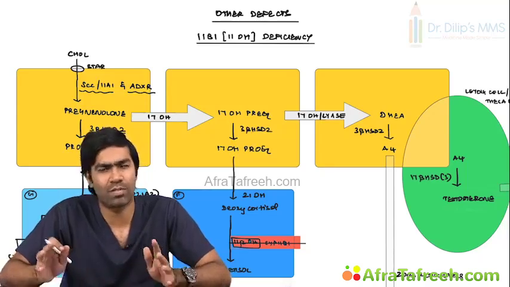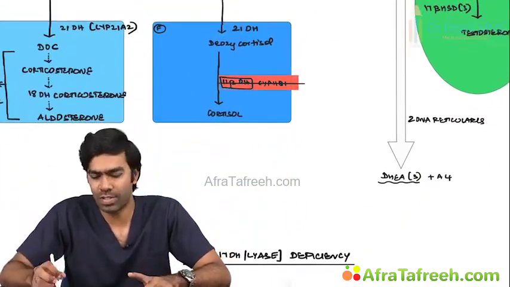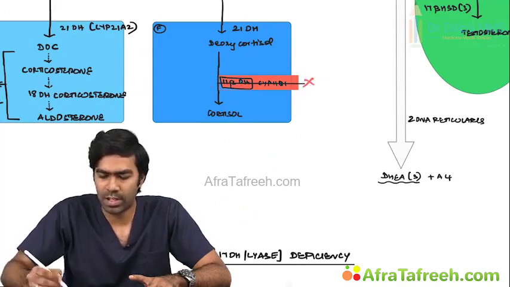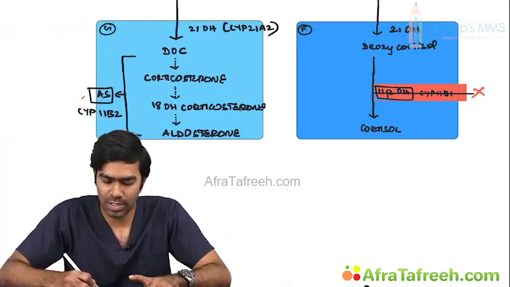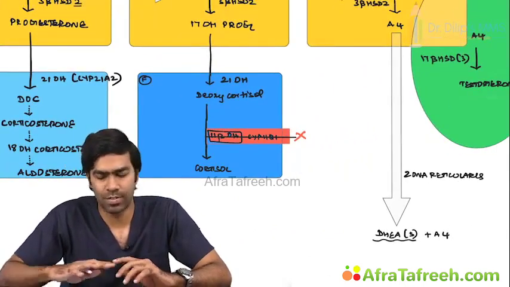So with this, we have completed 21-hydroxylase deficiency, and we are moving on to the other defects like 11-beta-hydroxylase. Let us finish it off as soon as possible. So clear? Remember, 11-beta-hydroxylase deficiency means only this particular enzyme. Aldosterone synthase is intact, so there is no problem in that.